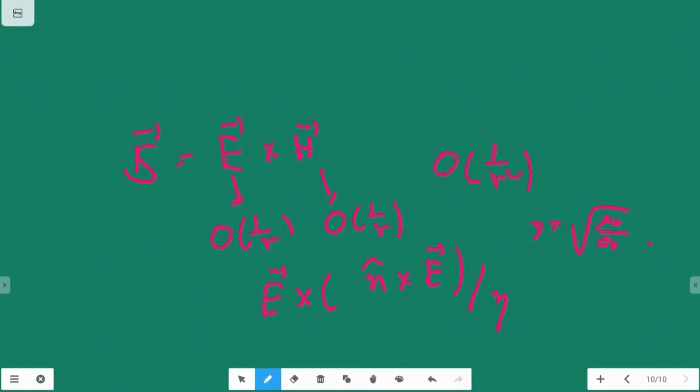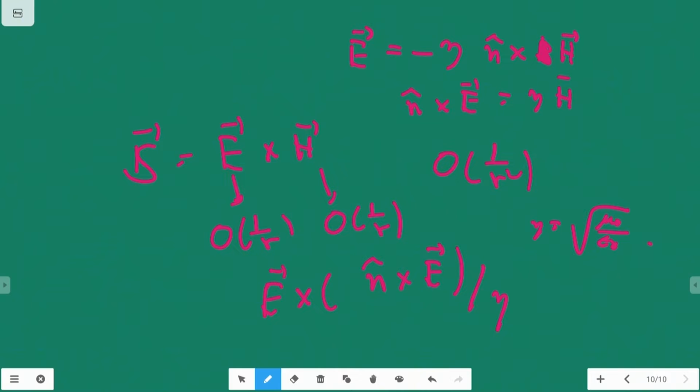right. That is because you have the relation, as we just saw, that E is equal to minus eta into n cap cross H, okay, and H is orthogonal to n. So if you take n cap cross E, you are going to get H, and after dividing by eta, this implies that n cap cross E is equal to eta multiplied by H, right.